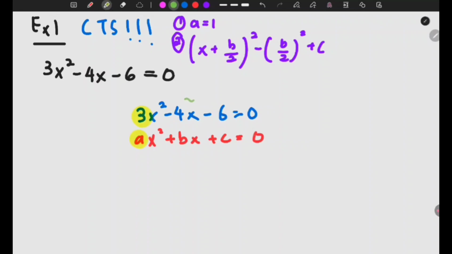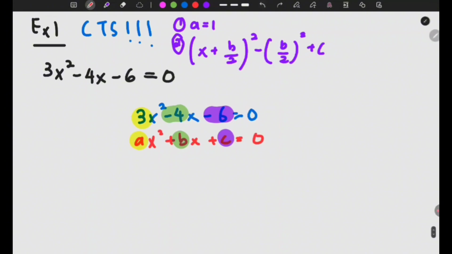But this time, your a is equal to 3, not equal to 1. So what should you do? How are you going to make your a equal to 3 become 1? Are you going to minus 2? Is that possible? How? Any idea?